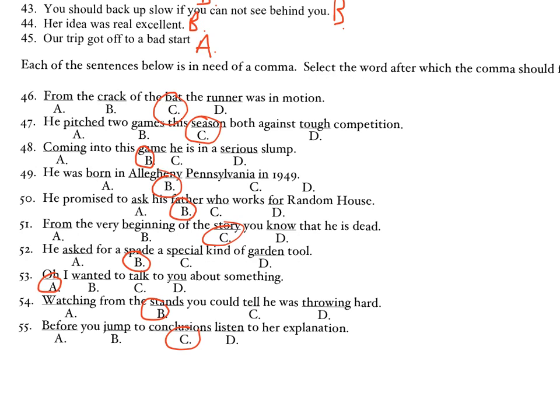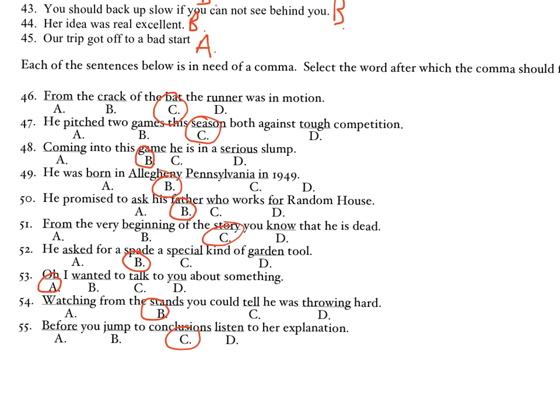From the very beginning of the story, you know that he is dead. This is just like the first one. This is an introductory phrase of 4 or more words. From the very beginning of the story is an adverb phrase. So set that off with a comma and then begin the main clause of the sentence with the subject you after that comma.